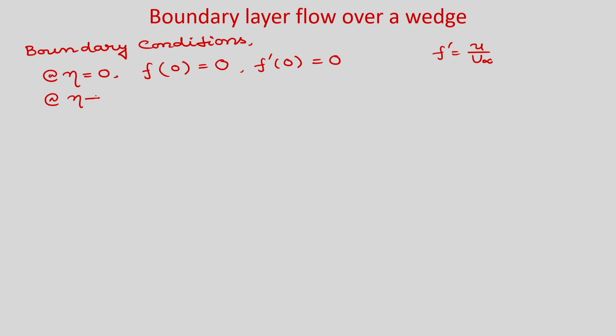Similarly, at eta tends to infinity, that means at the edge of the boundary layer we have u as u infinity, right. So, you will get f prime at infinity is equal to 1. So, these are the boundary conditions. So, this Falkner-Skan equation if you numerically solve, then you will get the velocity distribution f prime as well as the shear stress distribution f double prime.